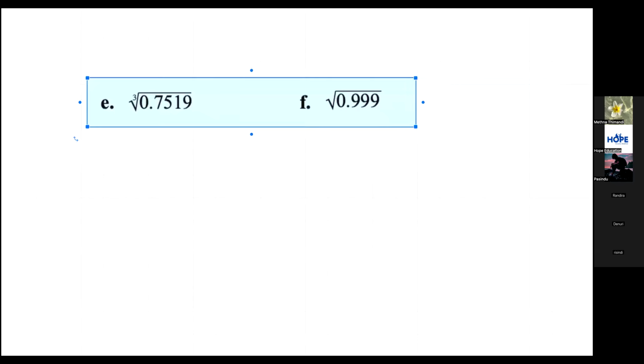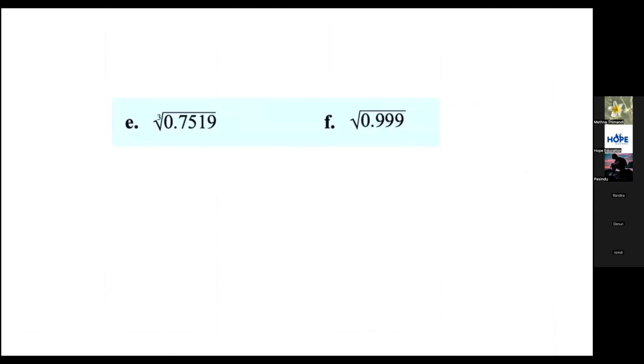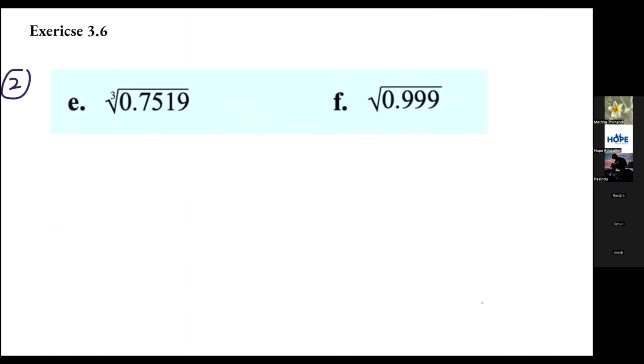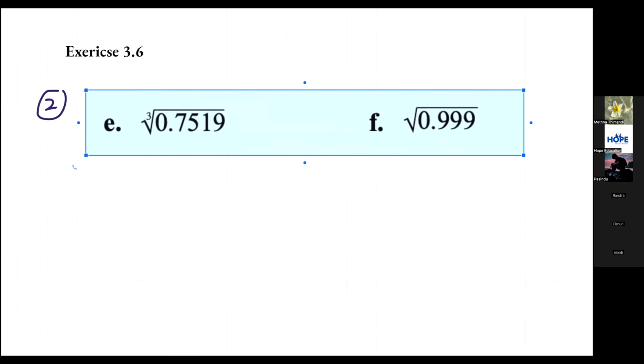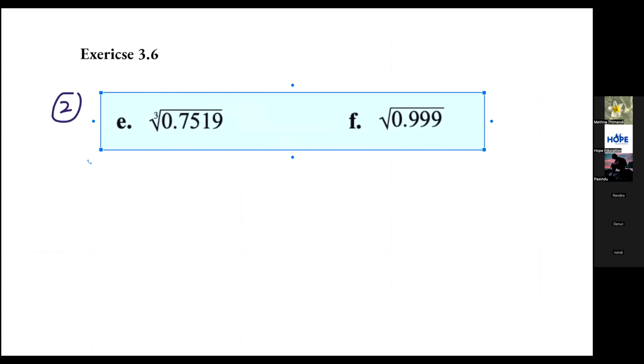Okay, this is exercise 3.6. I hope all of you did this. Second question, ENF. Who did this? Give me a thumbs up if you did this question. Okay, Sahiru has done. What about others? Denuri has done. Metna has done. Randira, Pasindu, Risindi. Pasindu has done. Others, did y'all do this question?